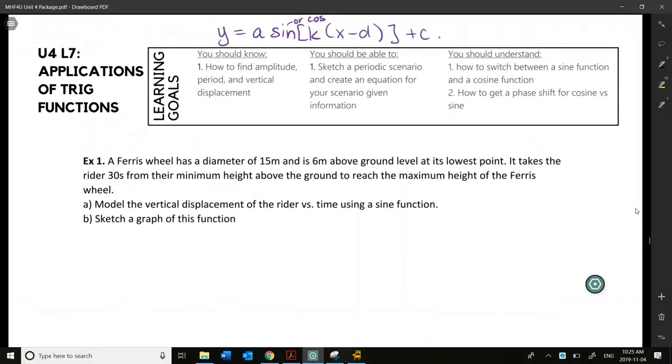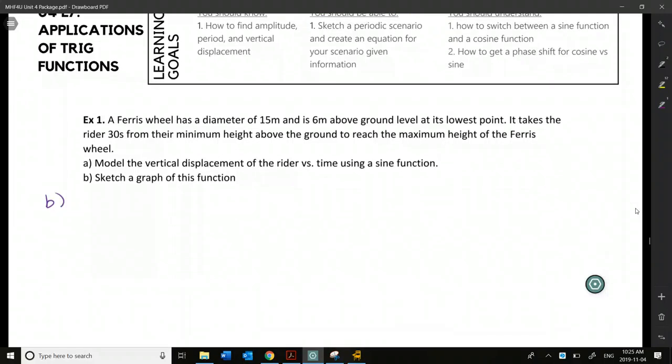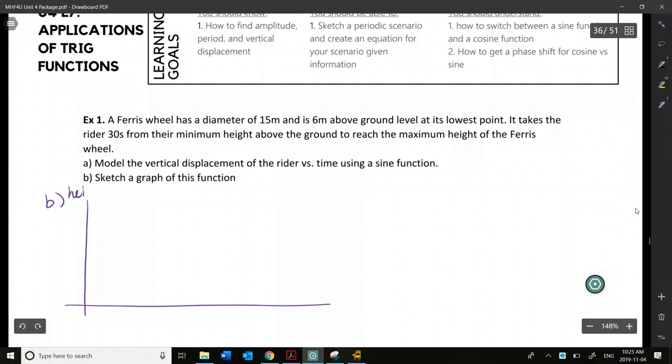Sometimes it's actually more helpful to sketch first and then decide on the equation after. So I'm going to start with the graph, and then we're going to add some labels onto that graph, and hopefully that graph will help us develop our equation. Okay, so this is height over time in seconds and meters.